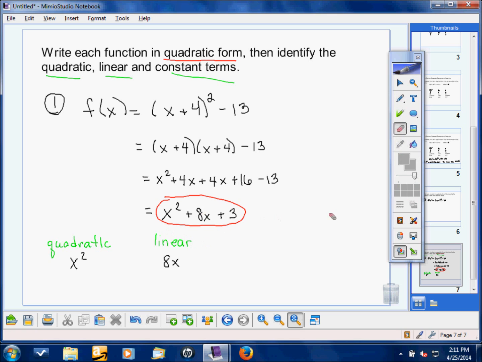Linear term. Which one is it? Oh, yeah, it is. What did I say? What's the other one? Sorry. 3 is the constant term. Constant term. Sorry.